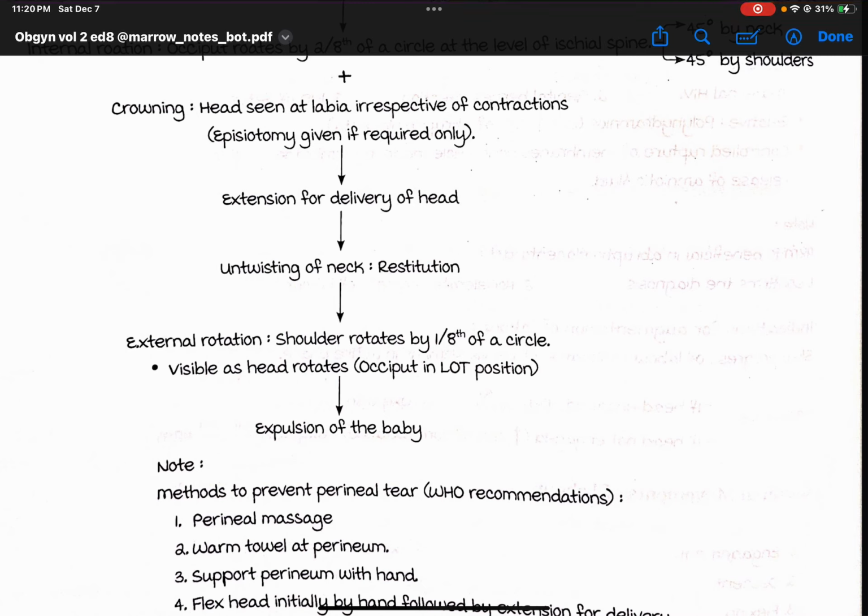external rotation, shoulder rotates by 1/8 of a circle, visible as head rotates, occiput in LOT position, expulsion of the baby.